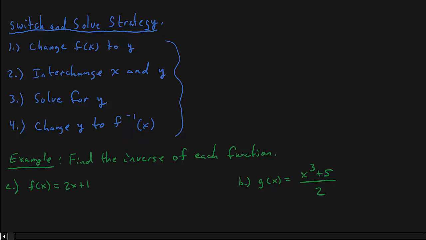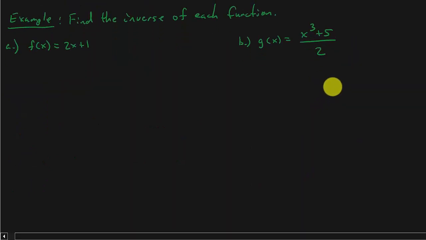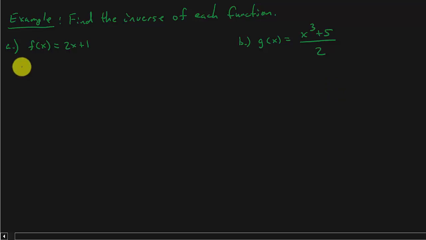All right, so let's go ahead and get started on these. We have quite a few here to work, several examples. Just follow the steps. It says change f of x to y. And then we interchange the x's and the y's. So all the x's become y's and all the y's become x's. And then we solve for y.